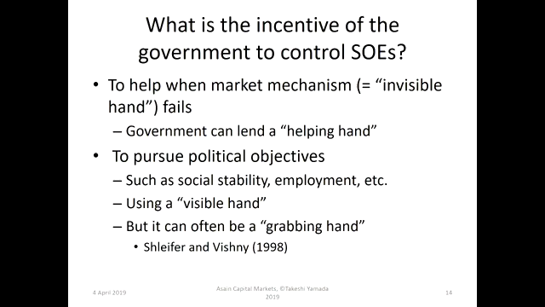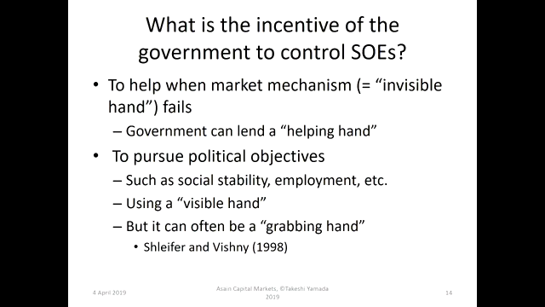The government has other social stability, employment, these social objectives or political objectives. So they will use their visible hand to achieve these social goals or political objectives. But Shleifer and Vishny mentioned that there can be a grabbing hand, which means that the government could have their own incentive to take the resources away from the SOEs, which means that in a privatized SOE, the government can take away the resources from the shareholders. Okay, so that's called grabbing hand.